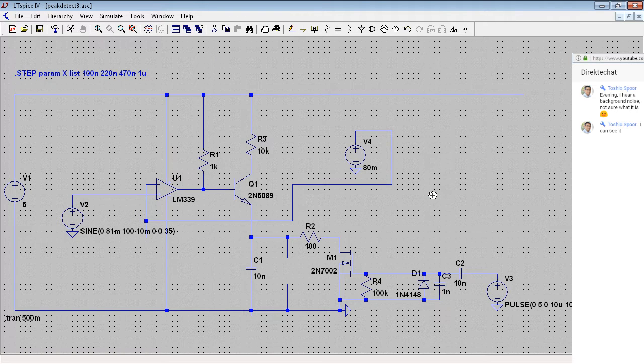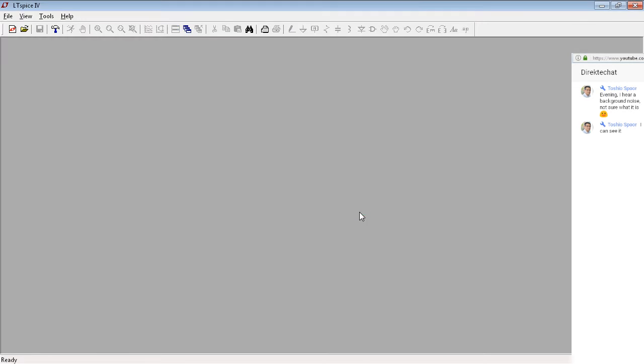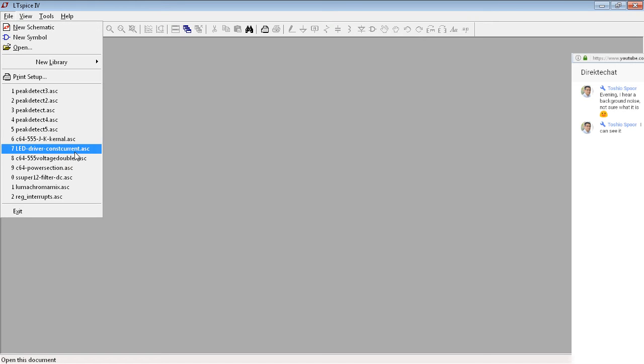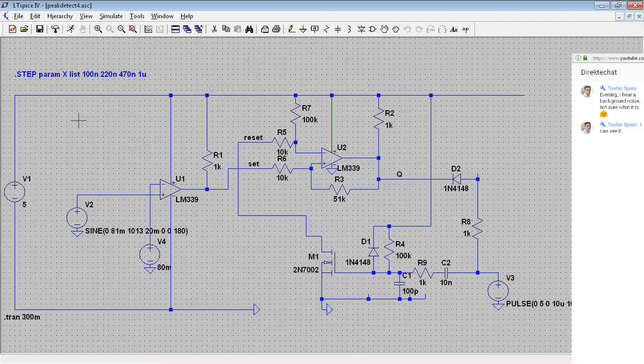Not much. In fact, I'm just going to skip it. It wasn't interesting, but the interesting part is here. I don't want to waste time on small stuff. So, yes, now you can see these circuits are very different up here.